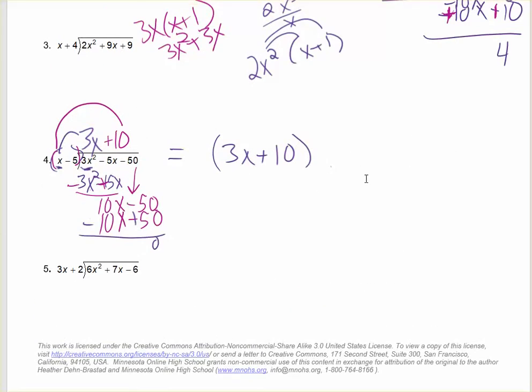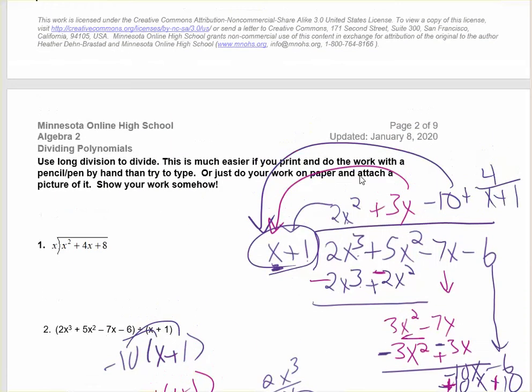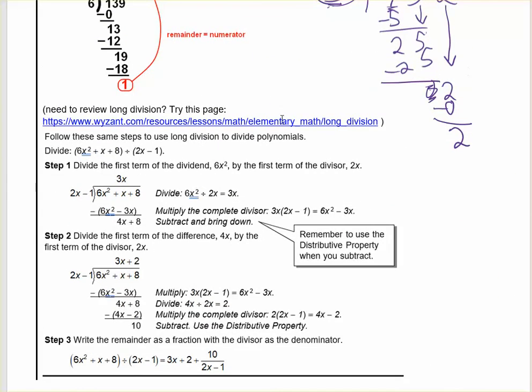And what that means is that your quotient times your divisor will equal what you started with. So it means that you had a perfect division here, that both of those are factors of the original problem.